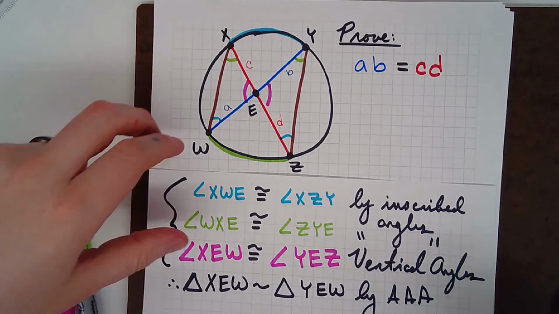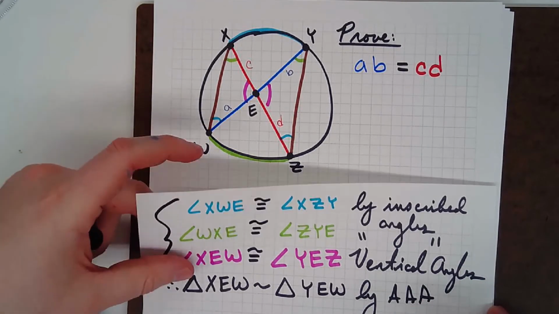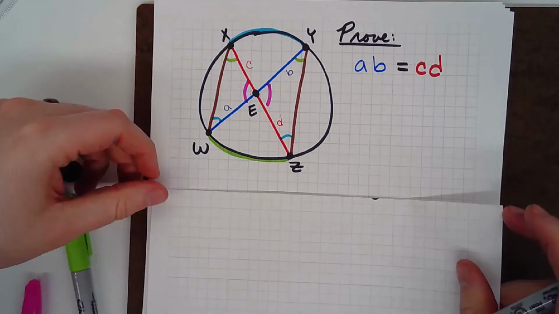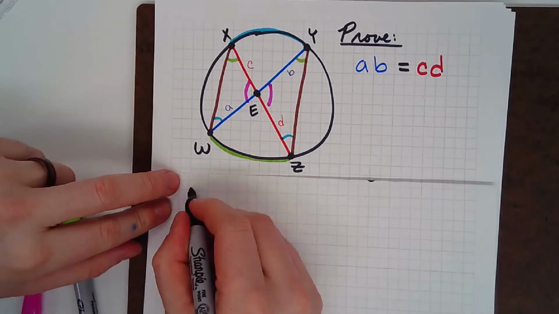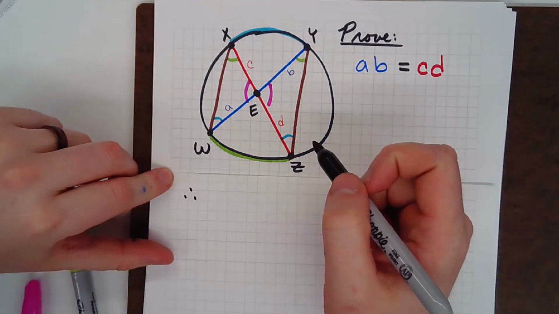Now that we've shown the triangles to be similar, we can prove their parts proportional. I'm going to fold this over so I've got a little bit more room. You can still see the diagram. This is the second part of our proof. Now that we know the triangles are similar, their parts are going to be proportional.